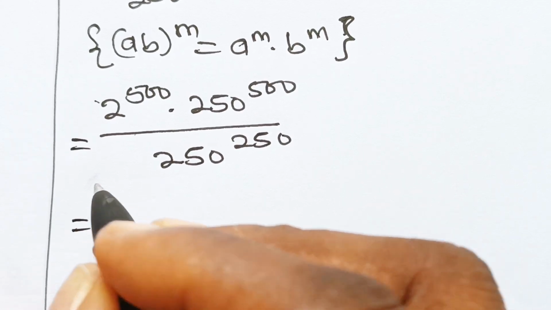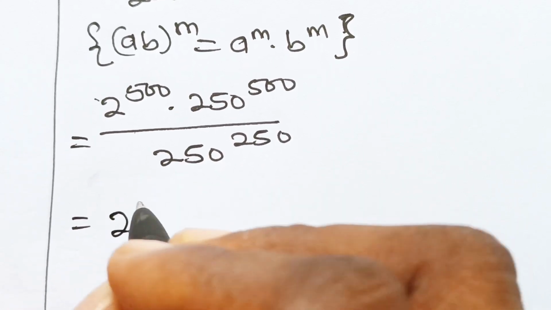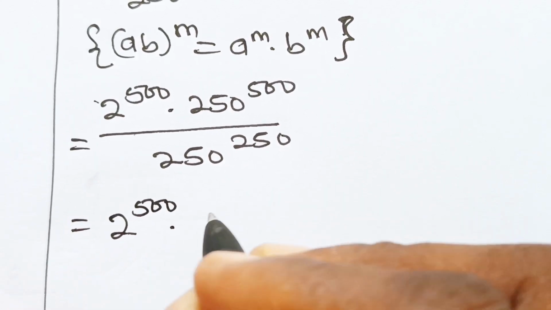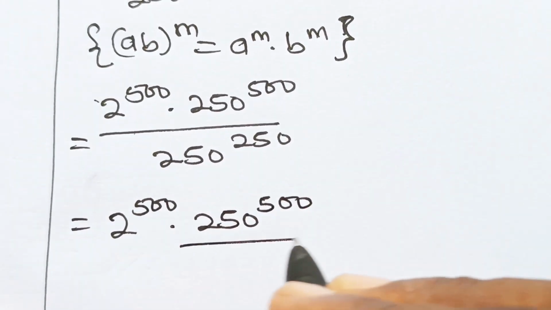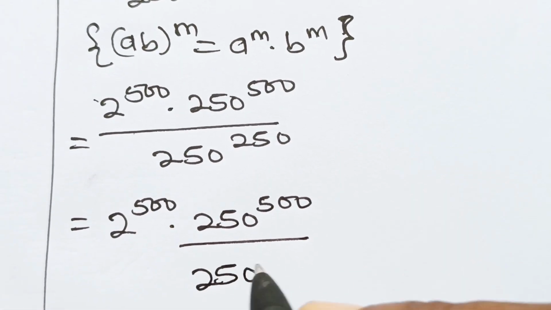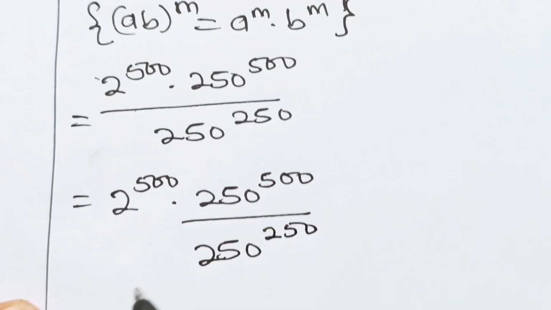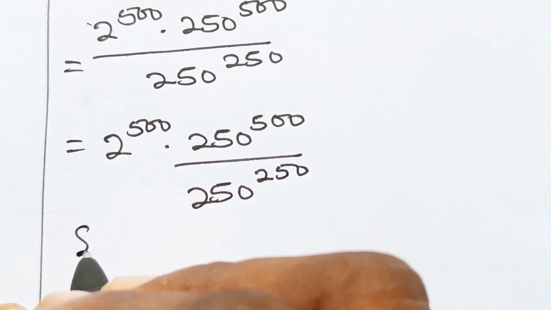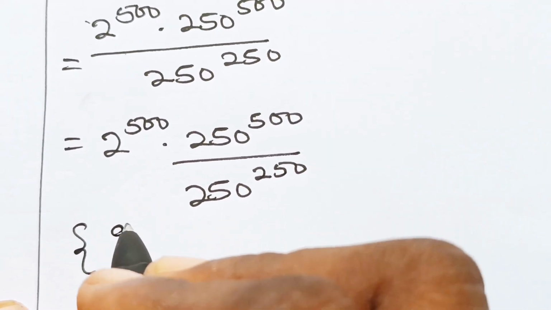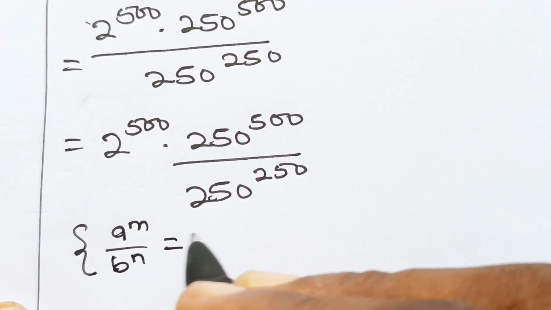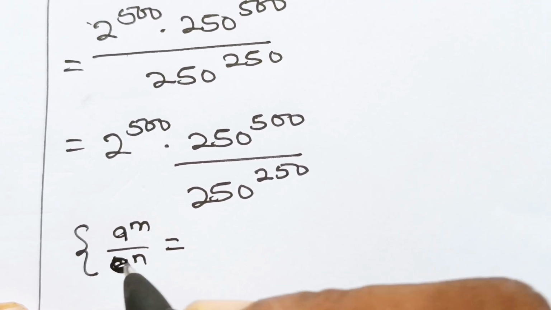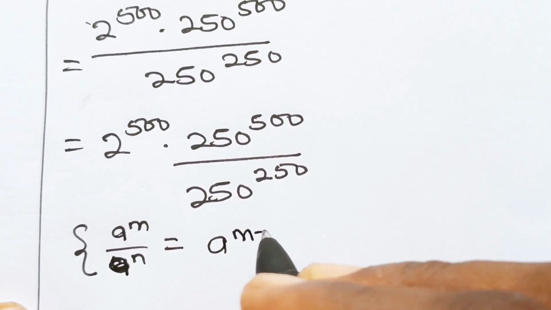Now this is equal to 2 to the power of 500 multiplied by 250 to the power of 500 divided by 250 to the power of 250. Remember that A to the power of m divided by A to the power of n is equal to A to the power of m minus n.